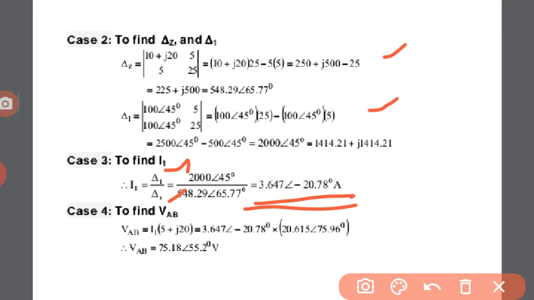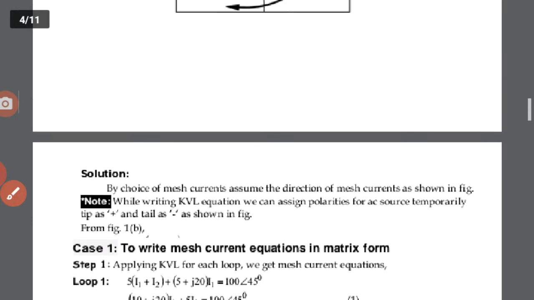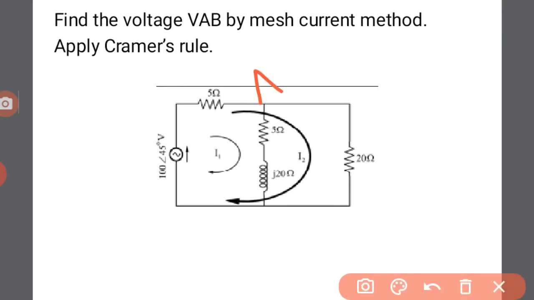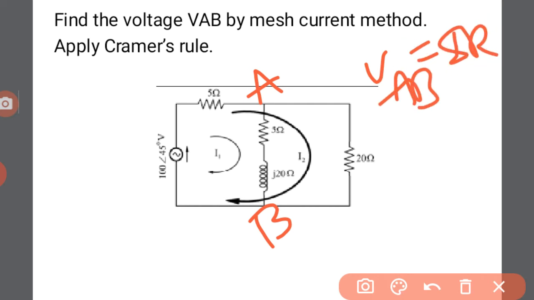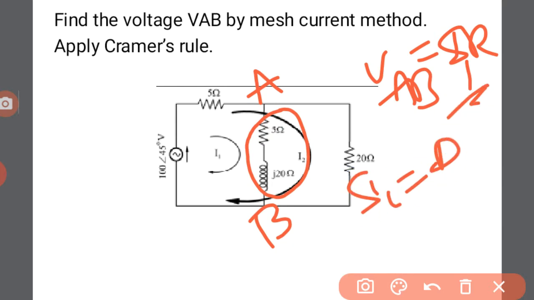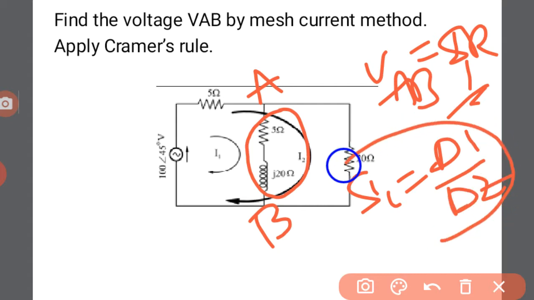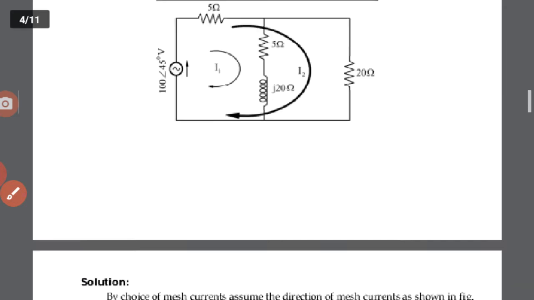To find VAB, look at this circuit: VAB is between A and B. Either way we find the value of current I1. To find the VAB voltage, V is equal to I into R. Here I is the current I1, and R is the total impedance 5 plus j20 ohms. So first we have to find the value of current I1, which is delta 1 by delta Z. From that we get the I1 value. Next, R is 5 ohms plus j20 ohm, that is the impedance value. Then we can easily find the value of VAB.